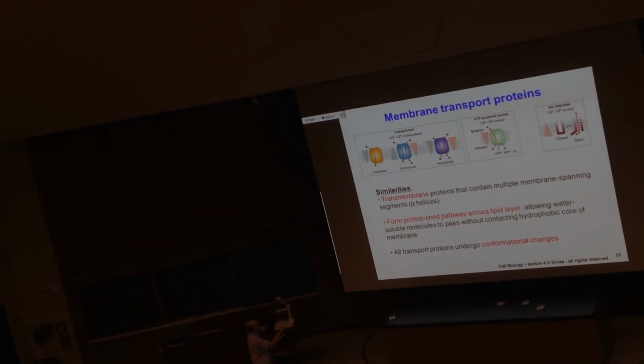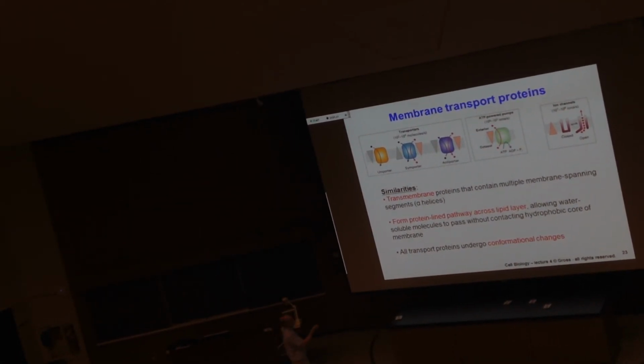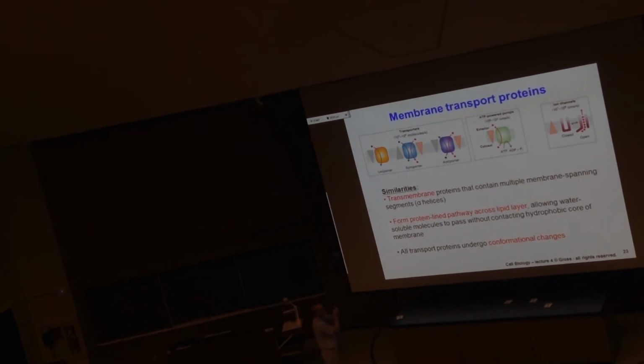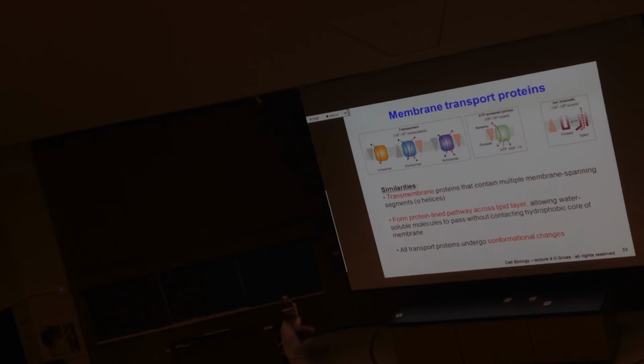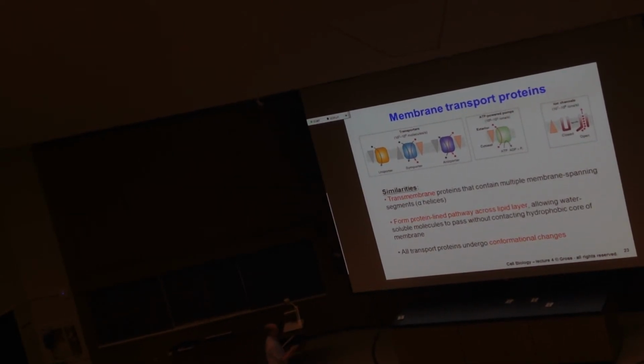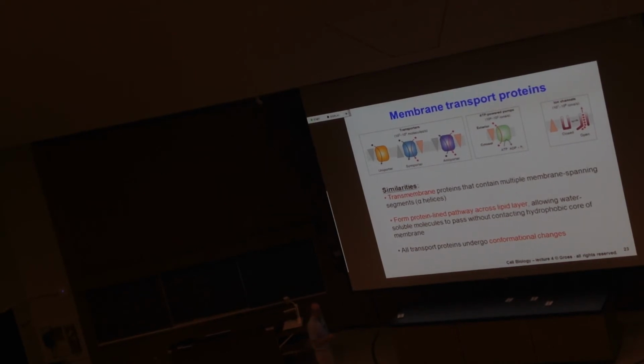All of these are going to have multiple membrane-spanning segments, typically alpha helices, to create that internal space that's different from the lipids. They're going to form this protein-lined pathway, and all of them are going to undergo some sort of conformational changes.